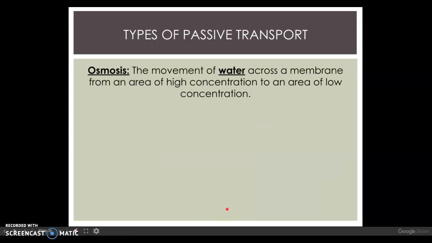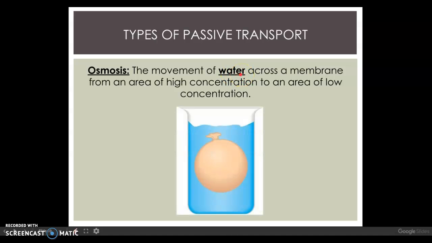Another type of passive transport that you need to know, and be very clear on the difference, is osmosis. Osmosis has a very similar definition to diffusion, but osmosis is simply the movement of water across a membrane from an area of high to low concentration. You'll notice that the lab that we did with the potatoes was an osmosis lab. We saw the movement of water. Please be very clear that osmosis is only dealing with water and diffusion is any other molecule.